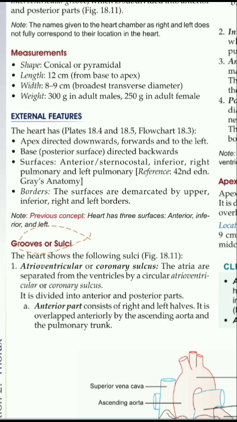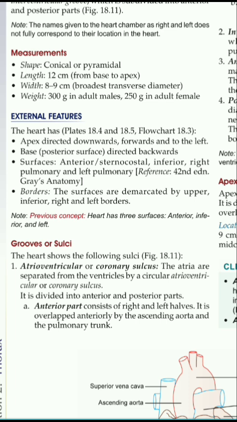If we see the groups of sulci, the heart shows the following sulci: the atrioventricular or coronary sulcus. The atria are separated from the ventricles by the circular atrioventricular or coronary sulcus. Atrioventricular means the atria and ventricles are divided by a circular sulcus, which is called the circular atrioventricular or coronary sulcus. It is divided into anterior and posterior parts.